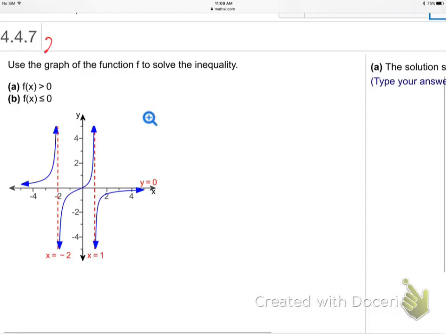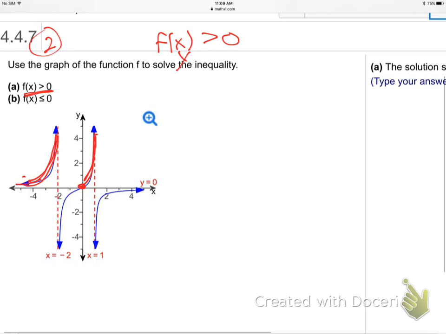So number 2. Okay, so where is it? Where is f of x, or y, greater than 0? Well, this section's greater than 0. From here up is greater than 0, and that's it. Those are the two sections greater than 0. You agree? So what are the intervals?